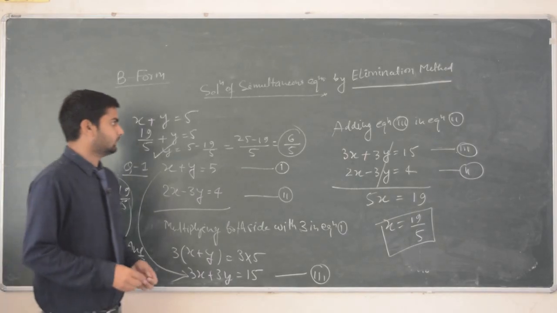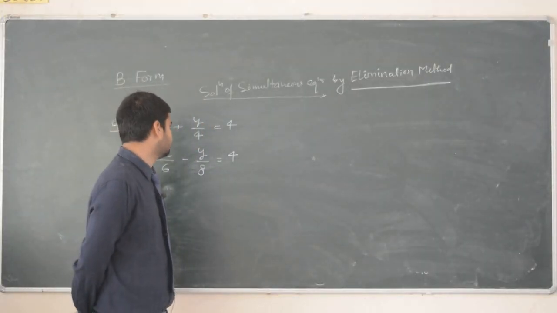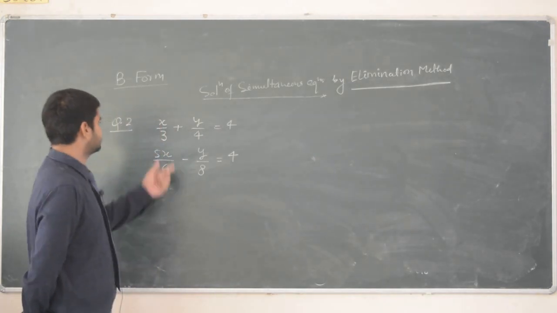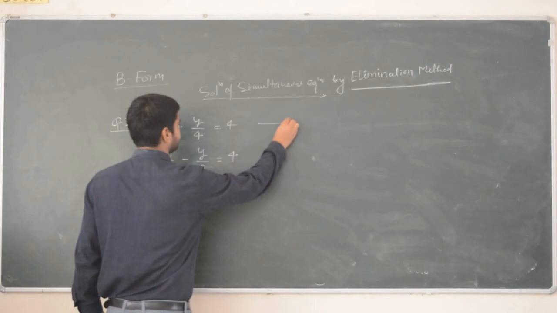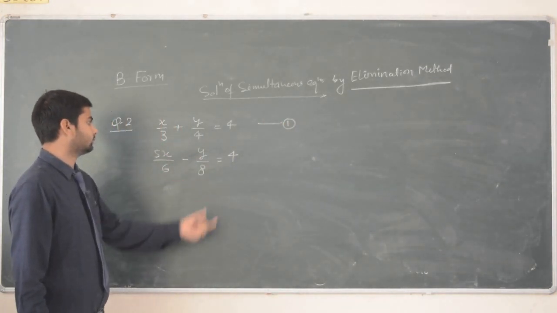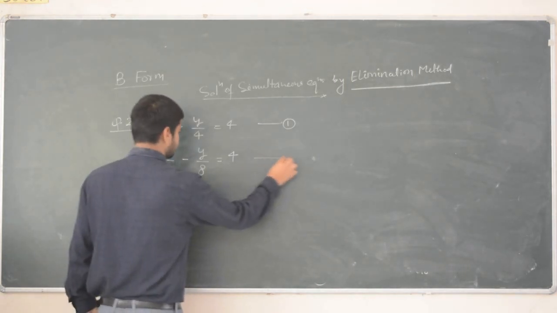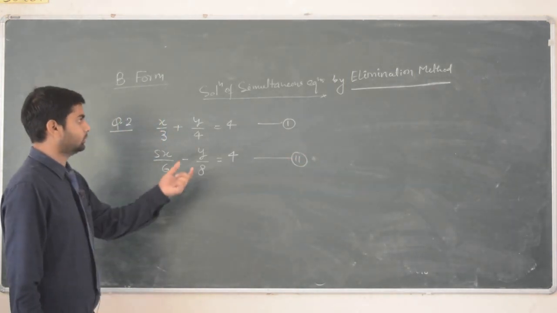Okay, so we will see one more. Here we have one more problem: expression 1 is x/3 plus y/4 equal to 4, equation 1, and expression 2 is 5x/6 minus y/8 equal to 4. I just marked expression 1 as equation 1 and expression 2 as equation 2.